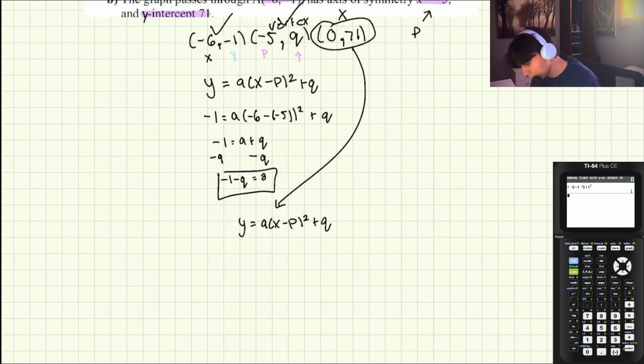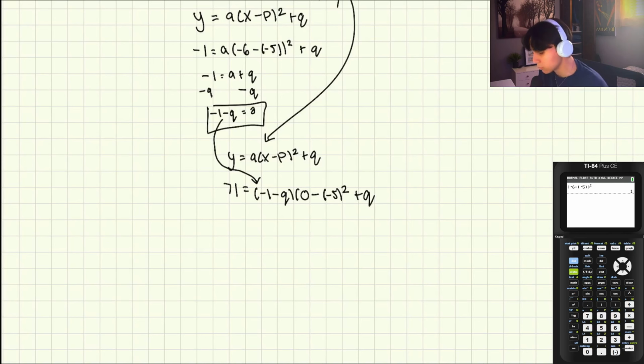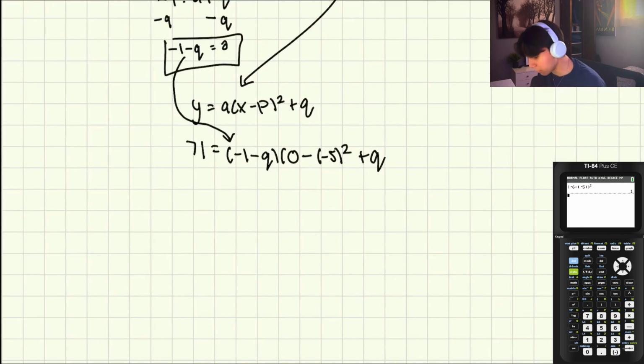So our y-intercept is going to be y is equal to 71. Our a, remember we just isolated for a, so we're going to plug in this value for a here. So -1 minus q times our x value, so x in this case is 0, minus our p value, which is -5, remember, squared, plus our q value. We've gone from two variables to one by plugging the other one into this equation here.